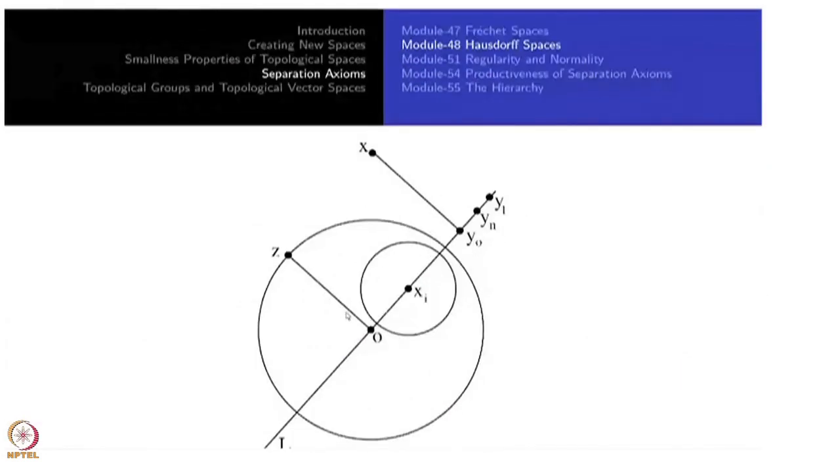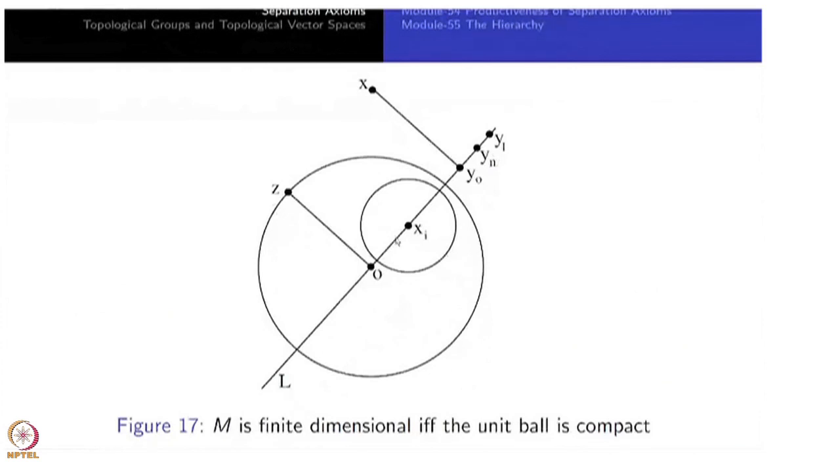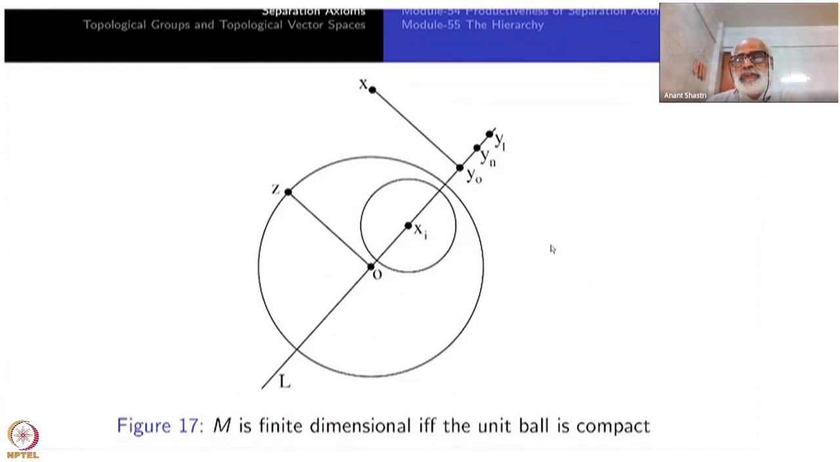So here is the picture. What I have taken, this is L. I am assuming that it is smaller than the whole space M. It is not the whole space. This is the origin. This is some ball of maybe positive radius. This is my x, and on L I have located y naught. So these are y1, y2, yn converging to y naught.